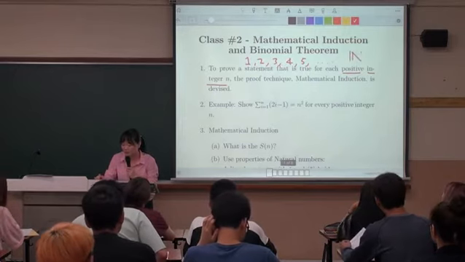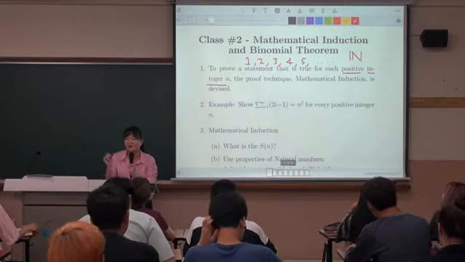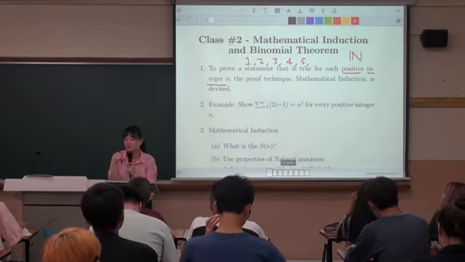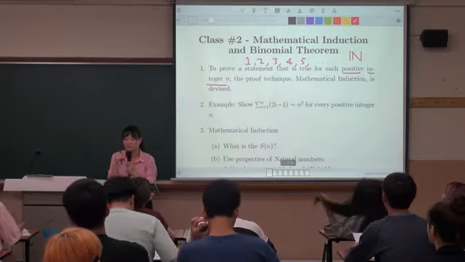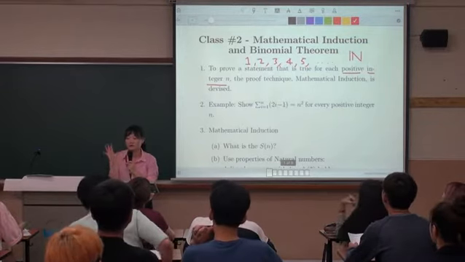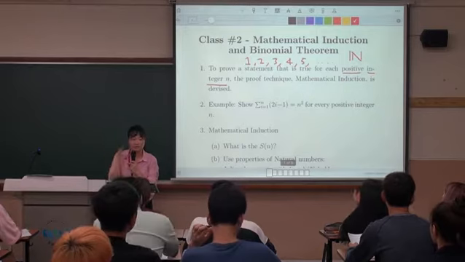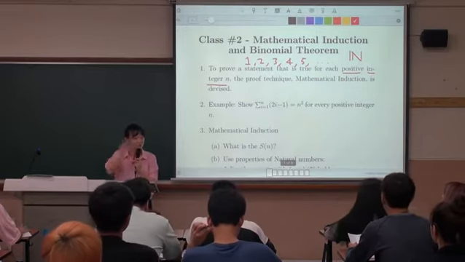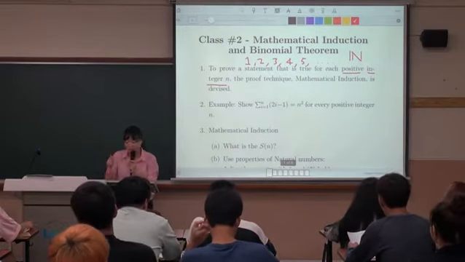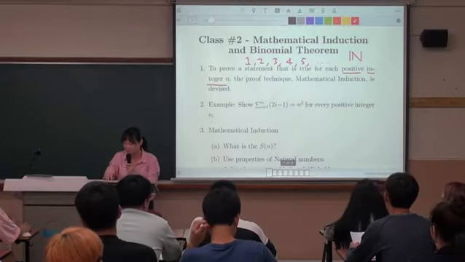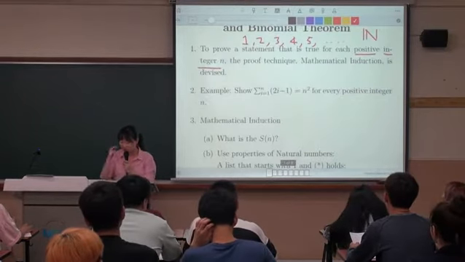So we call them natural numbers. Why are they called natural numbers? Because when we count, we say one, two, three, four. We count 1, 2, 3, 4. So natural. Right? That's why they're called natural numbers. Counting naturally. So those are called natural numbers.